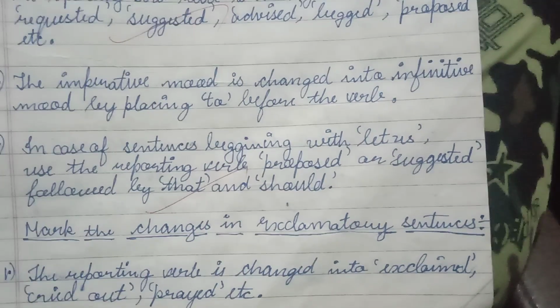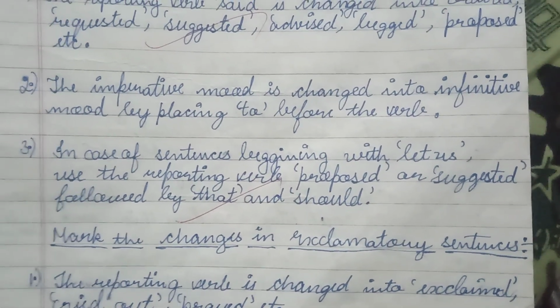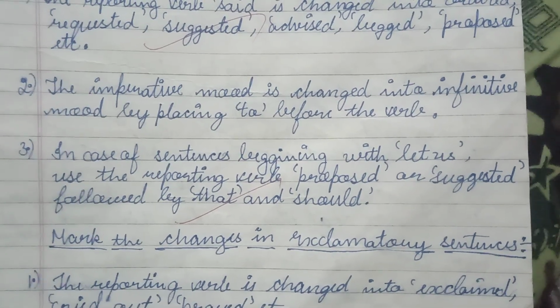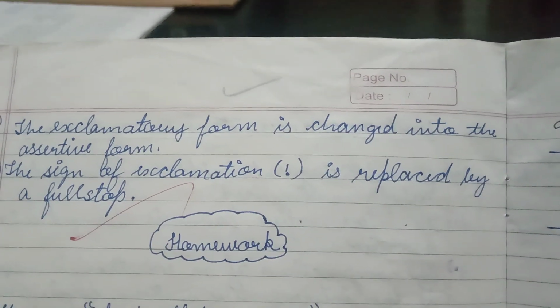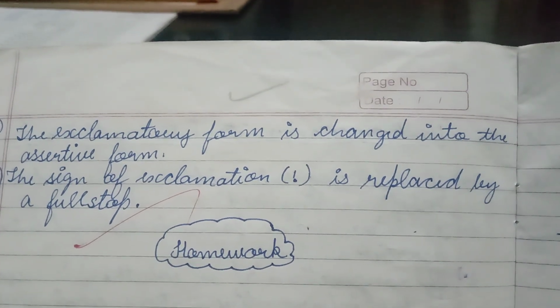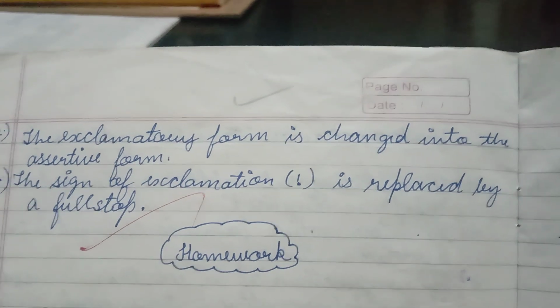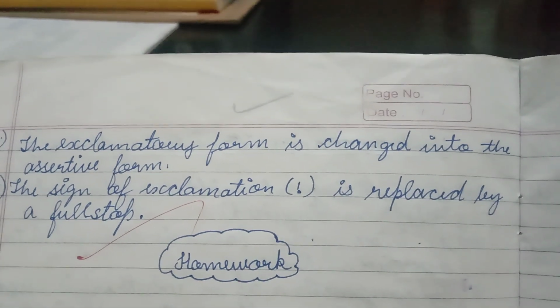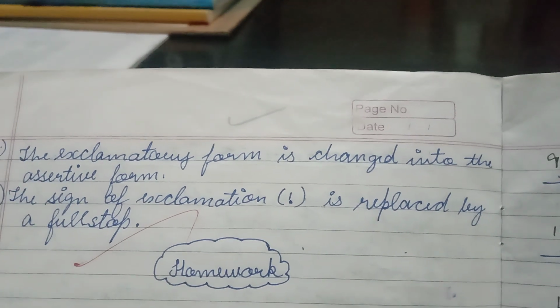Moving on to the changes in exclamatory statements. First one, the reporting verb is changed into exclaimed, cried out, prayed, etc. The second rule is the exclamatory form is changed into the assertive form. As per the previous, it's no longer exclamatory form now, it is assertive. Third, the sign of exclamation is replaced by a full stop.